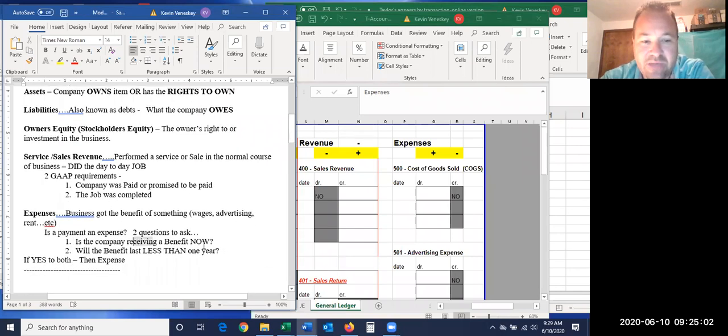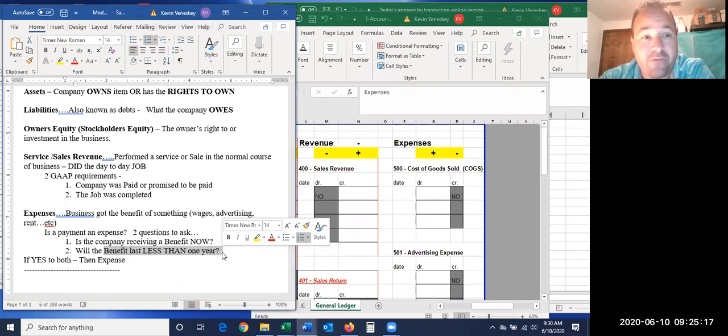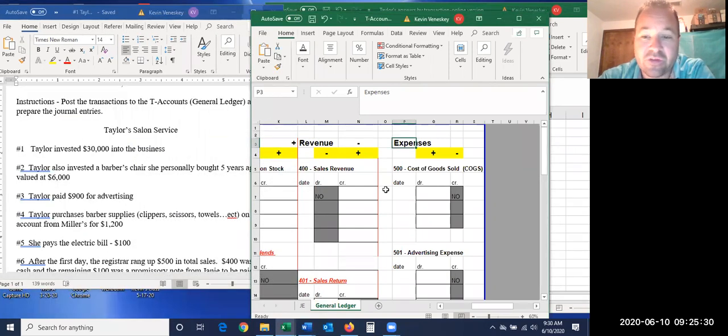Is the company receiving the benefit now? Yep, we're getting our advertising right now through however means. And then will that advertising last us less than a year? Most likely. I don't know of hardly any advertising that you pay for that you continually get benefit of after a year. It's still out there running, whatever. Usually, even if it's a billboard, it's only like 6 months or less. So yes, we can call this an expense.